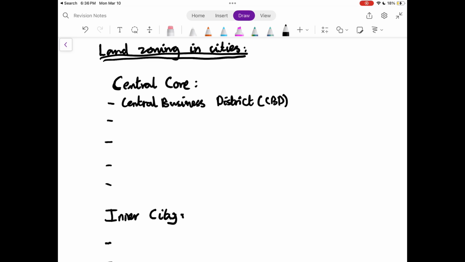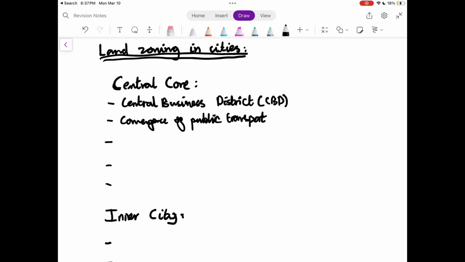CBD. And this central business district is where all the financial and commercial activities of a settlement or a city take place. The next feature is the convergence of public transport. So this could be, for example, metro lines converging all within the central core. You could maybe use the London Underground as an example, where all the different lines intersect and converge in central London. So yeah.